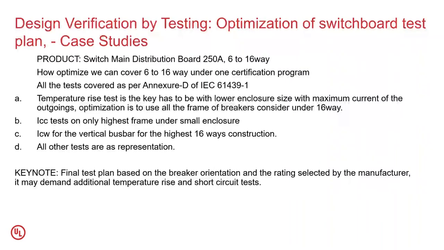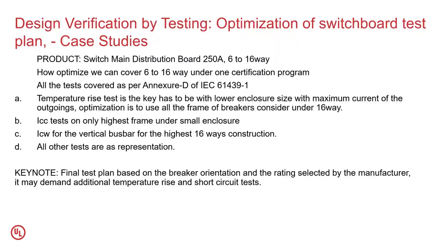Next, switchboard 6 to 16-way, as I mentioned to you, temperature is the main key. We may talk about a lower enclosure size, or maybe the highest frame size for a small enclosure, ICW for the highest vertical bus bar; all the optimization is possible. Again, the keynote: the final test plan is based on the breaker orientation you are using and the rating you selected by the manufacturer. It may demand additional temperature rise and short circuit tests.